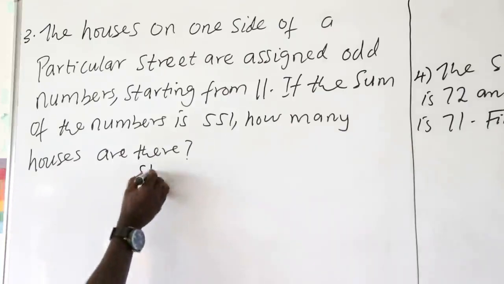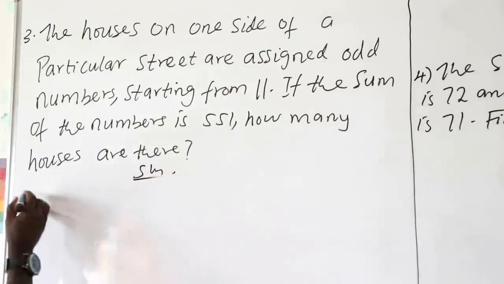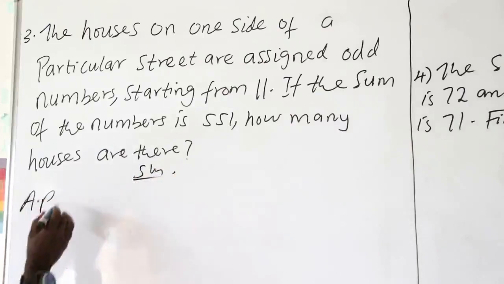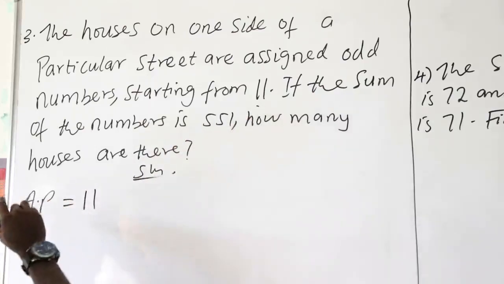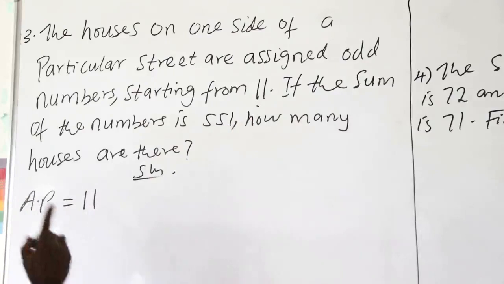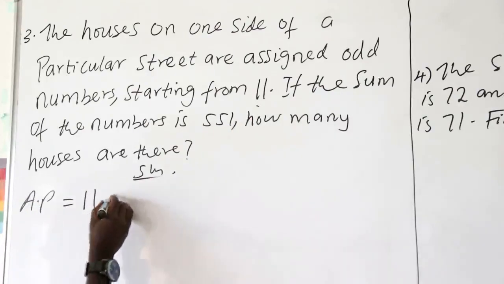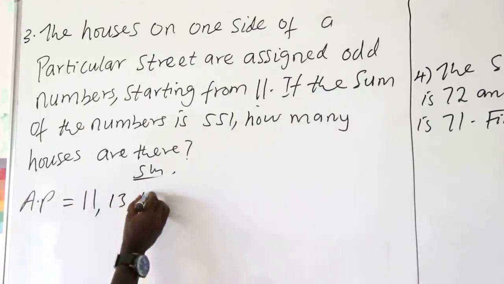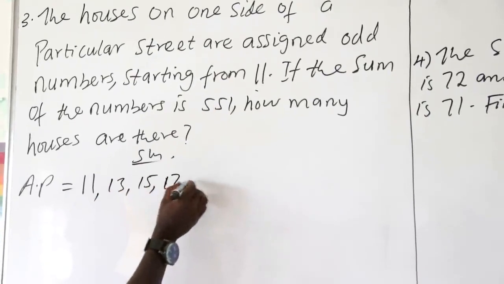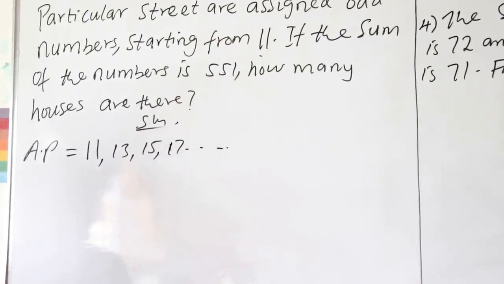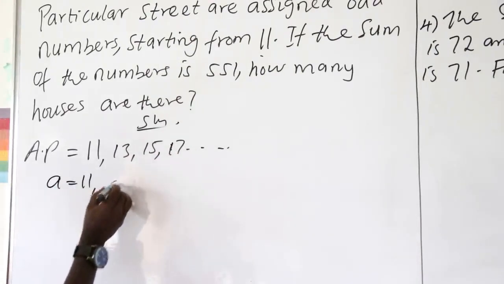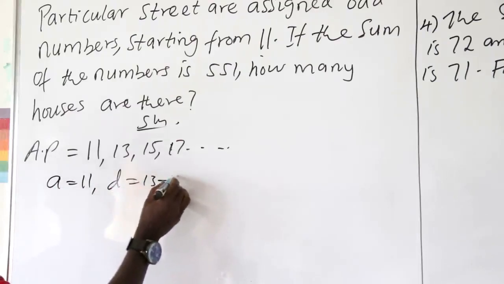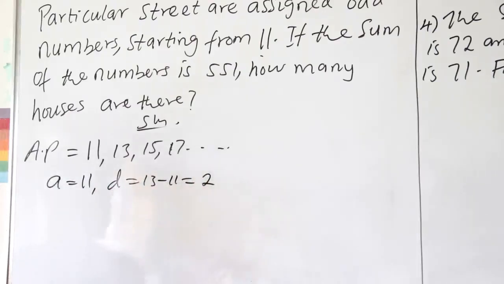Now let's check this question. That means it's an AP, and the AP is made up of the first element, which is 11, because it says starting from 11, and they are odd numbers. So the odd numbers are 11, 13, 15, 17, and the rest. By implication, our A is 11, and our D will be 13 minus 11, which is 2.